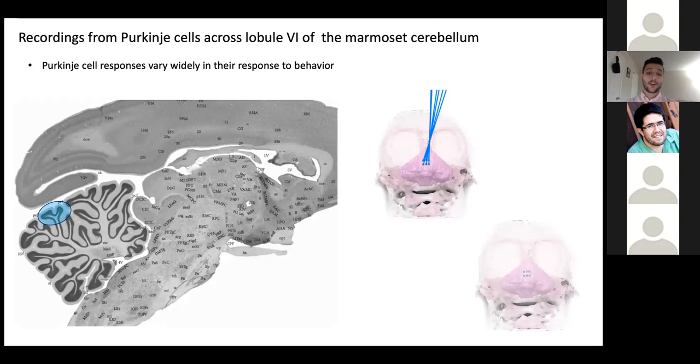Now, the take-home message that I hope to get across, really just in these preliminary observations that I'll show you, is that Purkinje cell responses vary widely in their response to behavior. And that it can be really difficult to make sense of the function of individual Purkinje cells at the single unit level. It's very challenging. Their behavior is very diverse. Some pause, some burst, some do both. Some are rhythmic during licks in their bursting or pausing, and some are not. And I'll show you some examples of all these things to come.